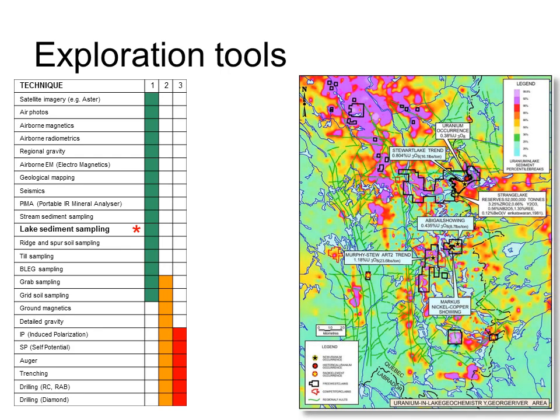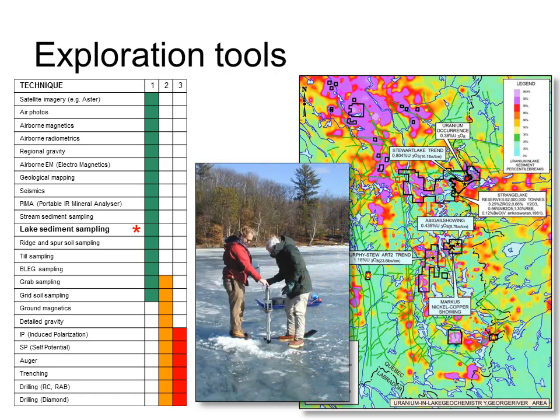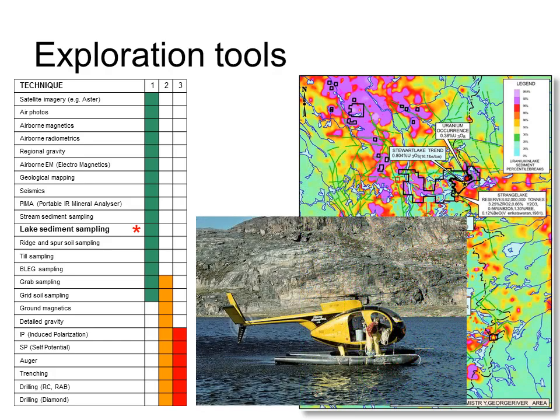Lake sediment sampling. This is a similar technique to stream sediment sampling, but it's used where there's a high density of lakes, and flat topography means that the streams flow very slowly and they don't transport significant sediment. So this method used to be done by hand from boats or augering through the ice in winter. But now it's generally done by helicopter, dropping a gravity core sampler. The method has been used for base metals, gold, uranium, and diamonds.